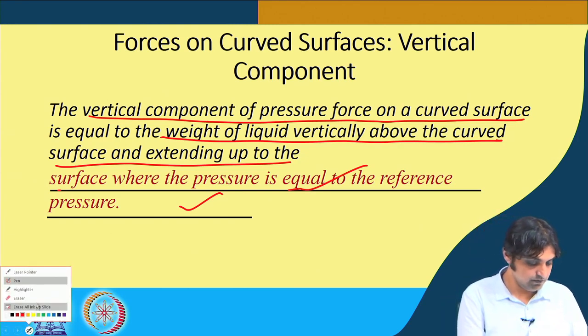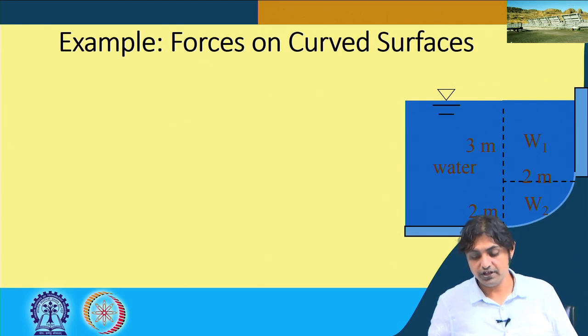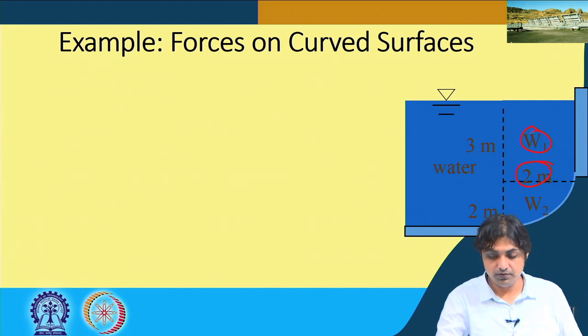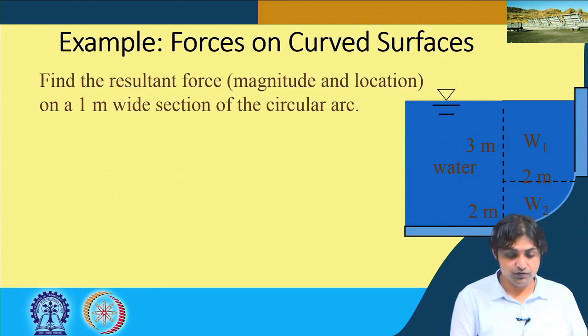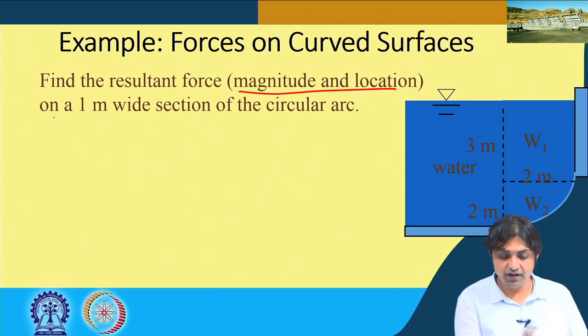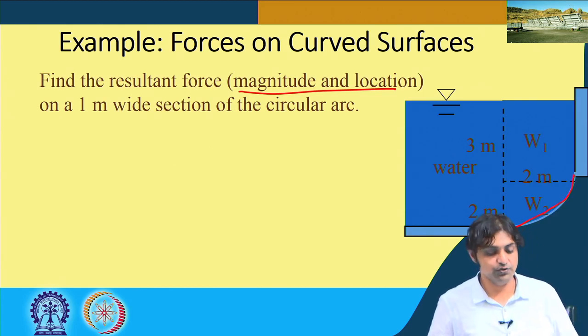So this is a gate, all the components are indicated. The lengths are indicated: W1, W2, 2 meters, 3 meters, this is water, okay. So let me erase this. We have to find the resultant force, both the magnitude and location, on a 1 meter wide section of the circular arc. So actually this is 1 meter wide in the other direction, not shown here.